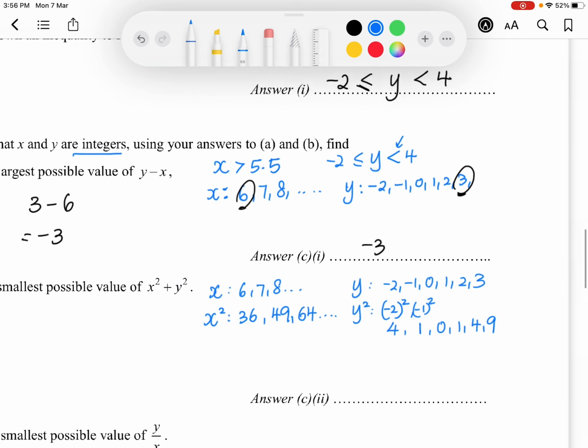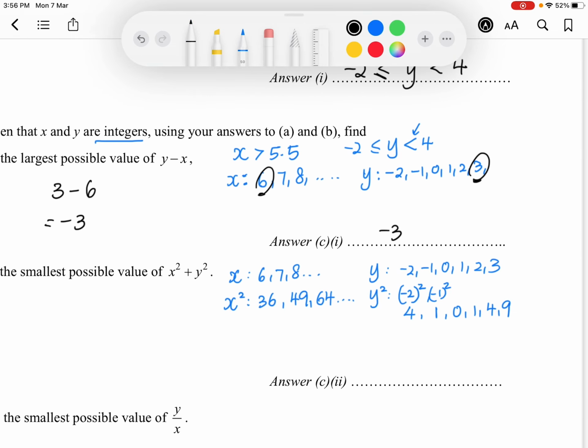Now the question says, I want the smallest possible value of x squared plus y squared. So the smallest possible value of x squared will be 36, plus the smallest possible value of y squared will be 0. So the answer will be just simply 36. Have you gotten the answer?